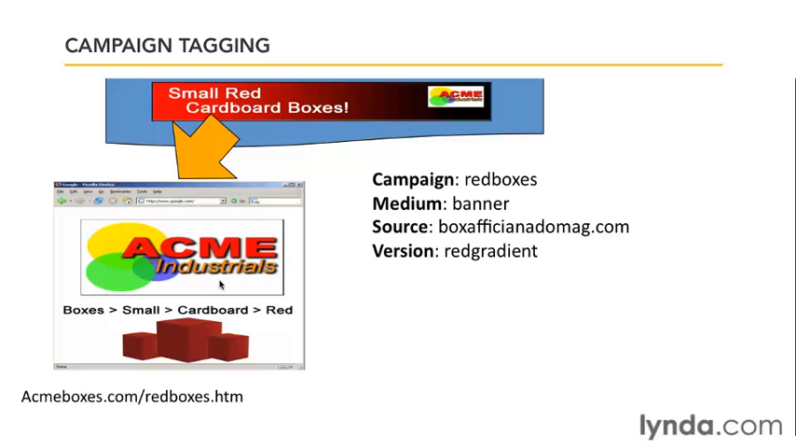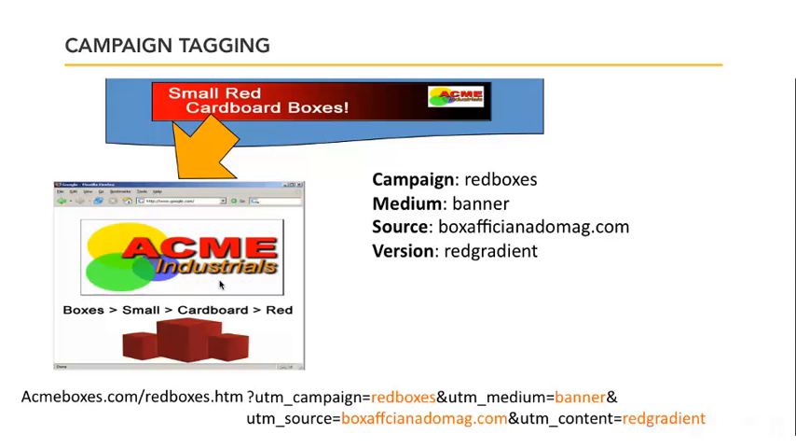So if the normal URL that someone would go to would be acmeboxes.com/redboxes.htm, we're still going to put that as the link where the banner ad goes. But onto the end of it, we're going to put these campaign variables here. So in the query string here, after the question mark, we're going to put these query string parameters. Under utm_campaign, we're going to put the campaign name, redboxes. Under utm_medium, we're going to put the medium, banner. Under utm_source, we're going to put the source, boxaficionadomag.com. And under utm_content, we're going to put redgradient, which is the version of the ad that we showed.